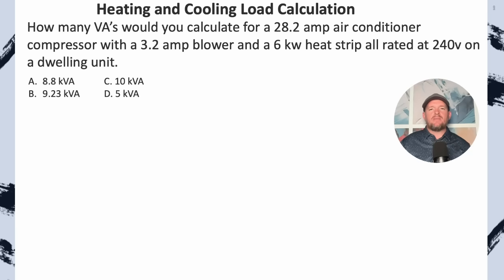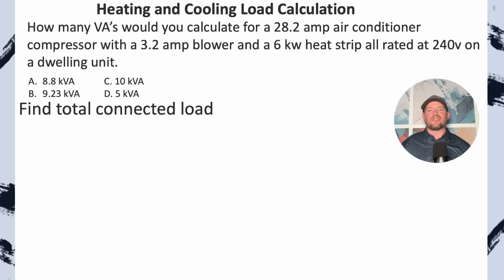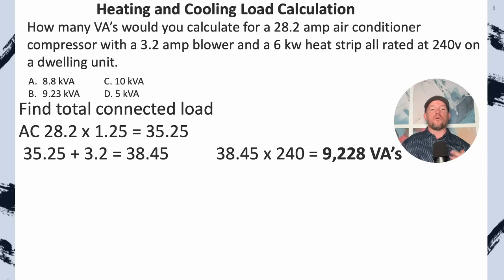Great job. How many VAs would you calculate for a 28.2 amp air conditioner compressor with a 3.2 amp blower motor and a 6 kW heat strip, all rated 240 volts on a dwelling unit? Step one, we're going to find our total connected load. Well, our AC, we're going to take that 28.2. We're going to go ahead and multiply it by 1.25, and that's going to give us 35.25. Now, all we have to do is add it together with that blower motor. We get that total, and it ends up being 38.45. To convert that over to VAs, all we have to do is multiply by the voltage. And that gives us a total VA count for the AC of 9,228 VAs.